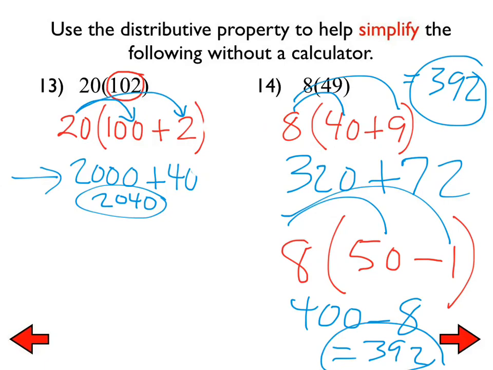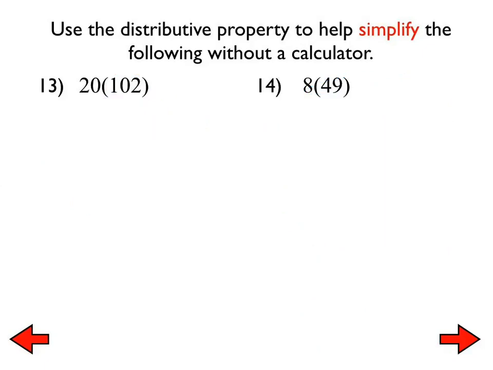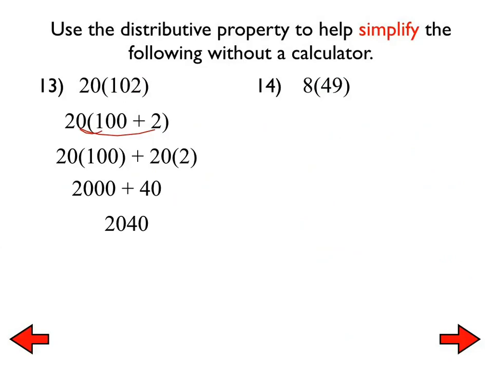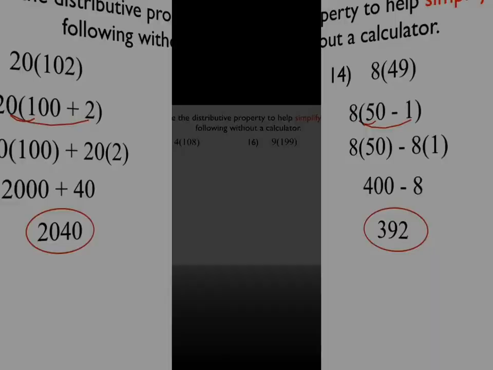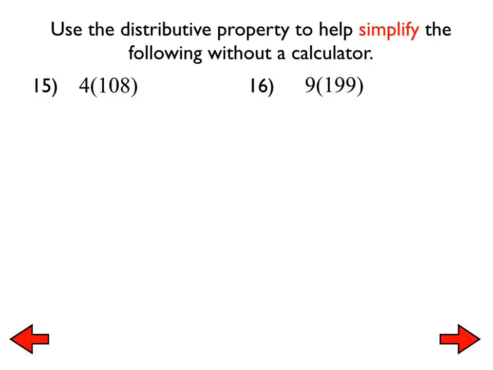Okay? So the distributive property with problems like this allows us to find multiplication problems where we would normally have to do them the long way. It allows us to do them mentally, or at least to do most of the math mentally. So, once again, 2040 for the first one, and 392 for the second one. All right, so let's go ahead and everybody quickly try number 15.